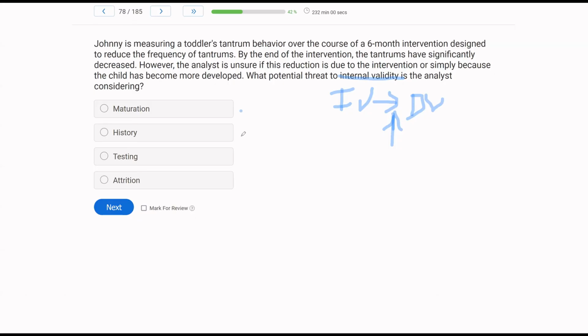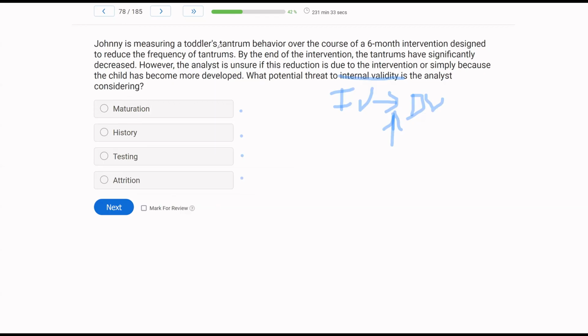Things like maturation and history, testing, attrition. Attrition, for example, if we have people dropping out of our study, our proof of functional relationship may decrease. Testing, how we're actually measuring or testing, or what instruments we're using to measure the data. History has to do with the learning history, the past of our participants. Maturation has to do with the growth in the future.